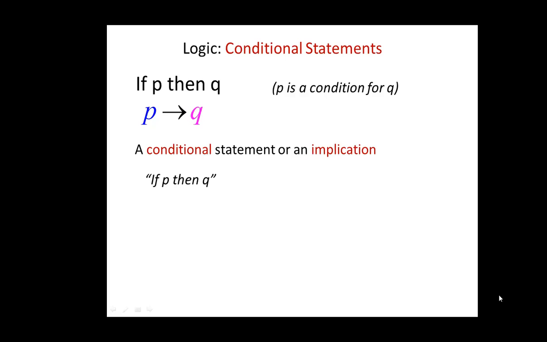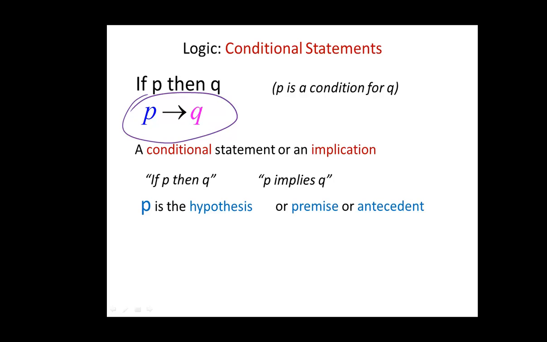We read it as if P then Q, referring to our arrow here. We would also read it as P implies Q. Two ways to read it. P is the hypothesis. That's the beginning statement, also known as the premise or antecedent. Q is the conclusion, also known as the consequence.